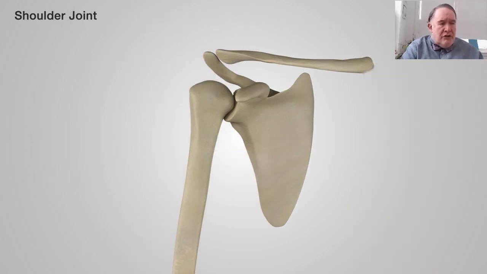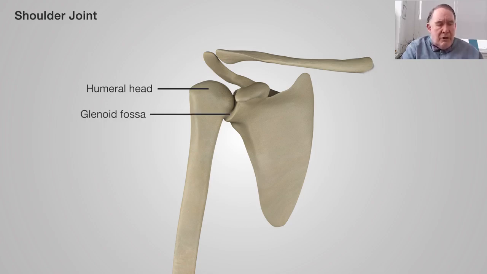The shoulder joint itself then consists of the humeral head, which sits in a very shallow socket called the glenoid cavity. We see adjacent to it the coracoid process, which is an attachment point for muscles that we'll see later. And we see the large, flat scapular body.